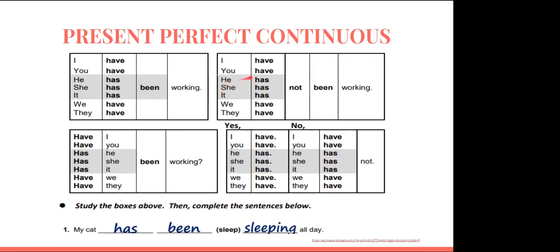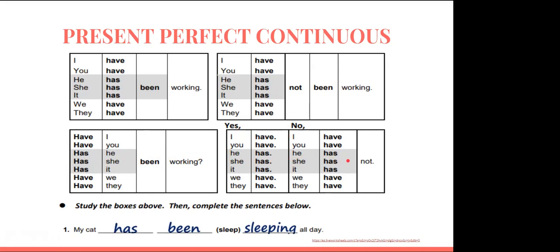And for the negative form, the only thing we're going to add is not, followed by been, and the verb in the ing form. Again, here you can contract. This depends on you. I have not been working. She hasn't been working. For questions, as we know, we're going to place the auxiliary verb before the subject, followed by been and the verb in the ing form. And here we have an example. Has she been working? Yes, she has. No, she hasn't or has not.